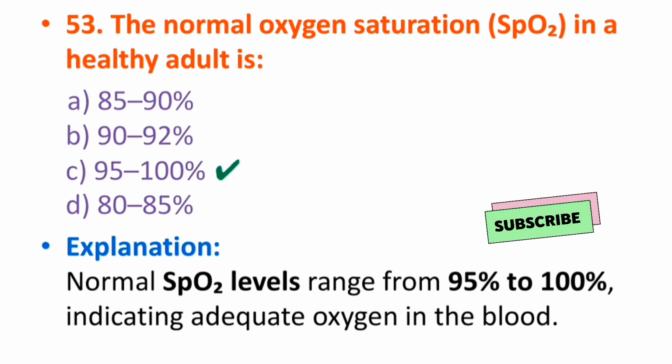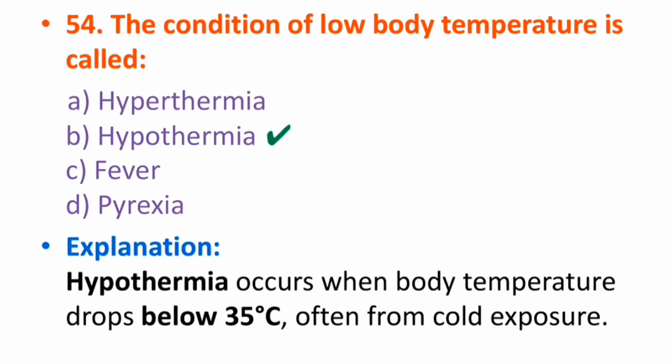The normal oxygen saturation in a healthy adult is: option A, 85 to 90%; option B, 90 to 92%; option C, 95 to 100%; option D, 80 to 85%. The correct answer is option C, 95 to 100%. Normal SpO2 levels range from 95 to 100%, indicating adequate oxygen.